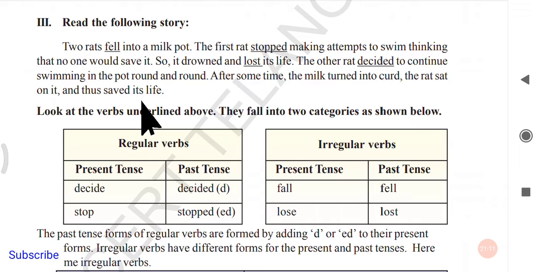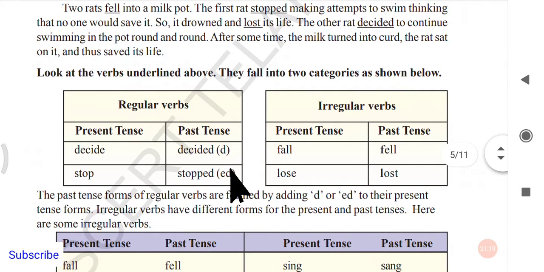Don't worry. So what do we have to focus on here? The underlined words are fell, stopped, lost, decided. Let us see what they are. Look at the verbs underlined above. They fall into two categories as shown below. So what are those categories? They fall into regular and irregular verbs. The first one is regular and the second one is irregular verbs.